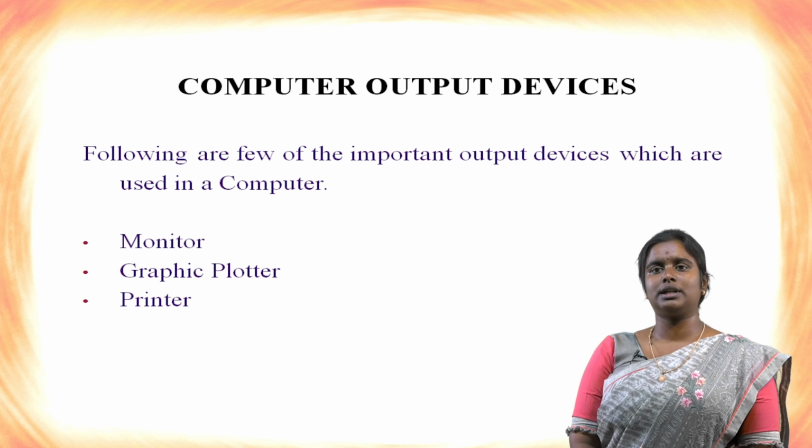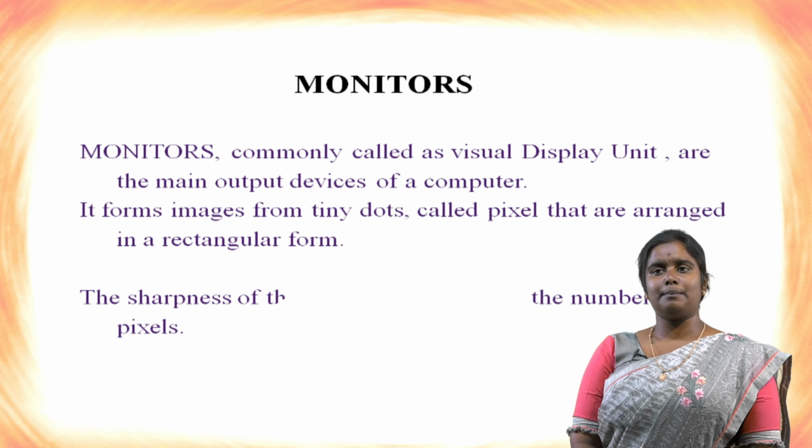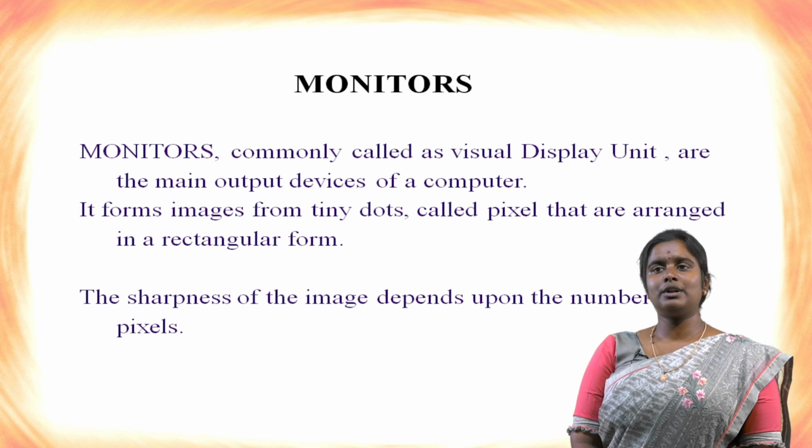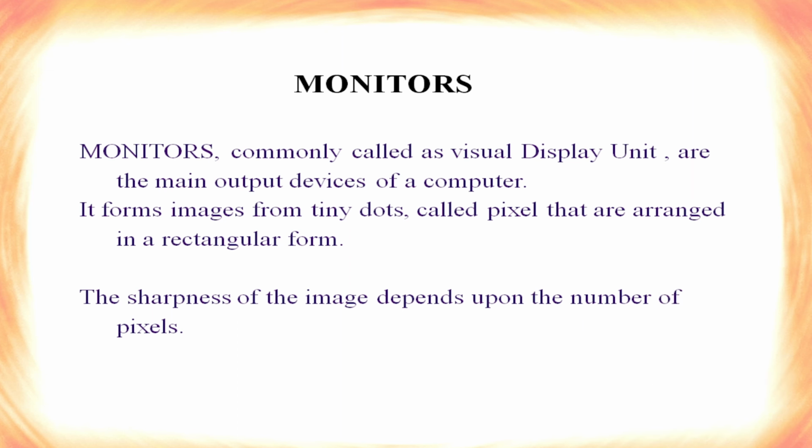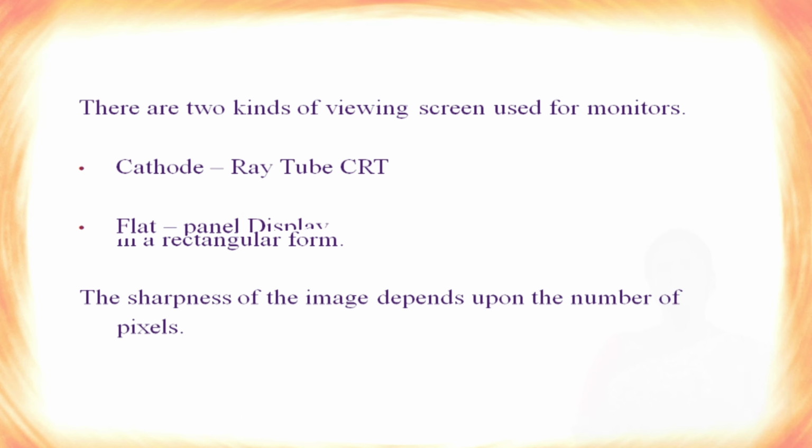Next one is computer output devices. Following are a few of the important output devices which are used in a computer: the first one is the monitor, the second one is the graphic plotter, the third one is the printer. First we see the monitor. Monitors, commonly called visual display units, are the main output device of a computer. It forms images from tiny dots called pixels that are arranged in a rectangular form. The sharpness of the image depends upon the number of pixels.